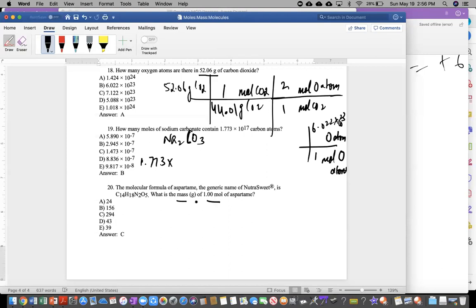Basically, you just have to go from moles to mass, right? That means you need to find the molar mass of this compound. Find the molar mass of the whole thing from the periodic table, and then you just find the mass. It's for 1 mole, so it's going to be the same number as the molar mass.